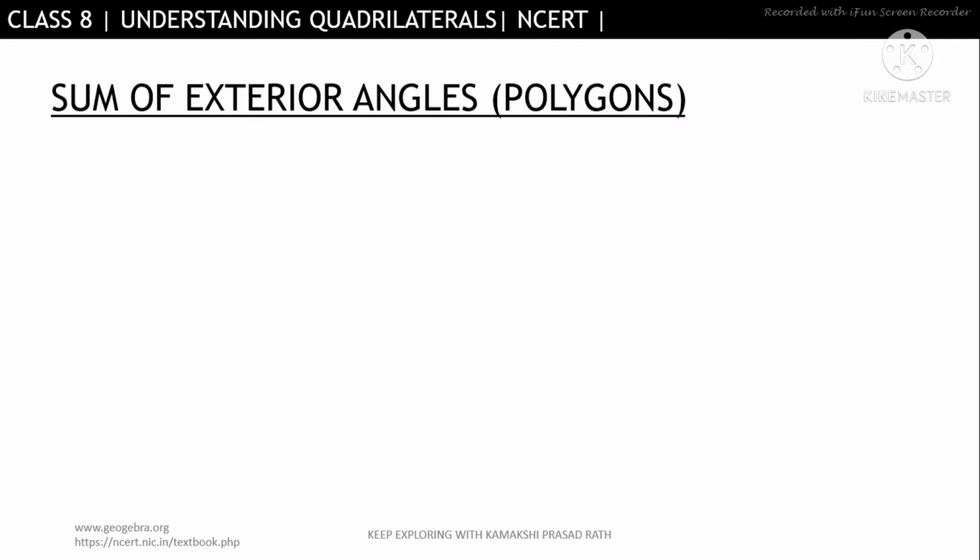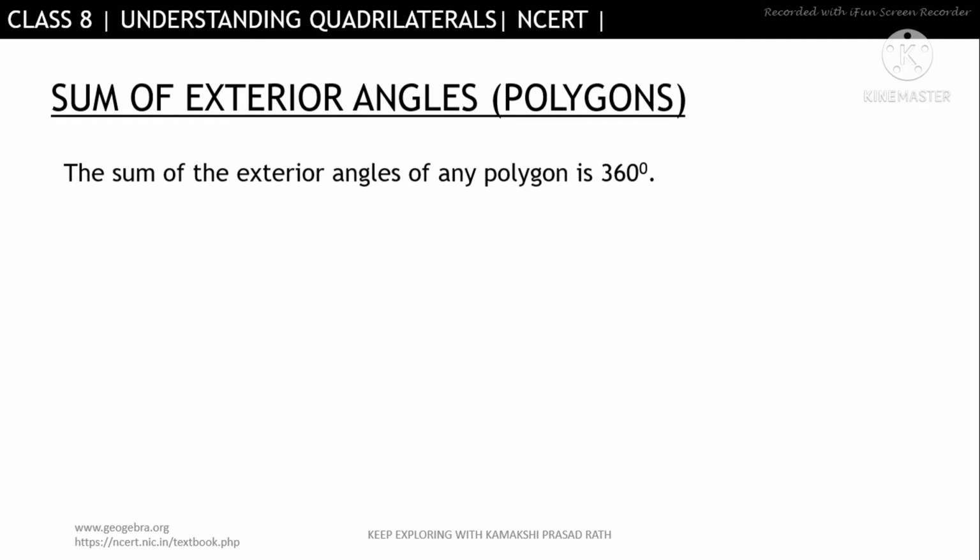Now, after the interior angles property, we'll see the exterior angle property. Let's see how we can find the sum of the exterior angles of any polygon. The sum of the exterior angles of any polygon is always 360 degrees. Whatever the number of sides it may have, the sum of the exterior angles is always 360 degrees.